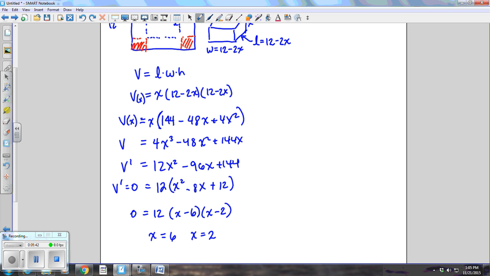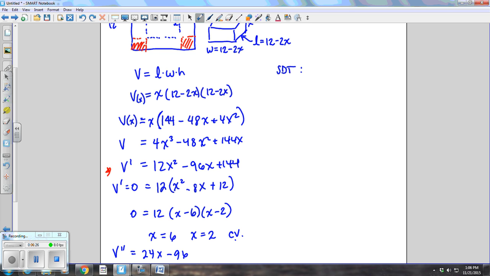Now, if we want to talk about different ways to test the critical values so that we can see if they're maxes and mins, we could do that sign chart with the first derivative test. Or, because we have a polynomial, we could go ahead and do the second derivative test. I'm going to do that this time, giving you multiple ways to test these values. Going back up to our first derivative located above, if we take the second derivative there, we've got 24x minus 96. Really easy second derivative.